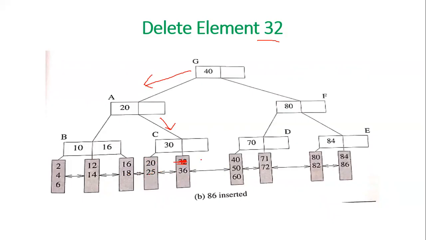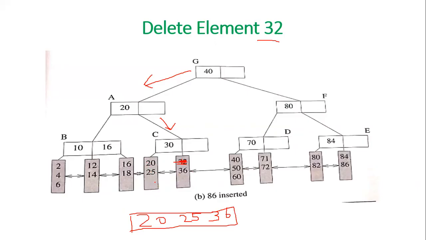So if you merge, what will happen? This will become 20, 25, and 26. If you merge, it will become 20, 25, and 26. So after merging, what you will have is 20, 25, and 26. This is what you will have. Now, what will be on the top? What will be the parent?